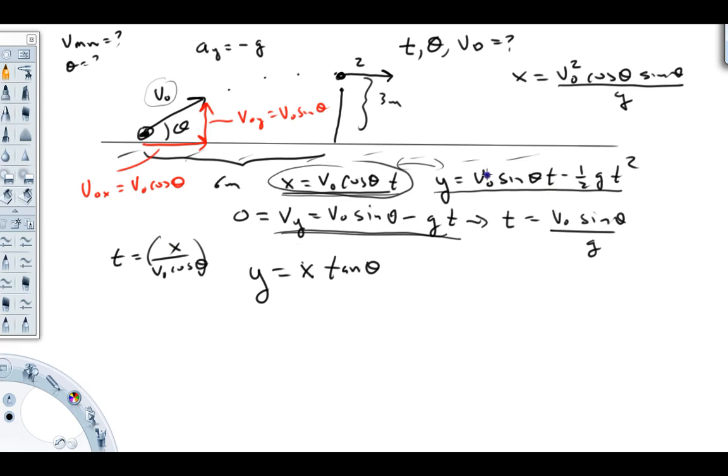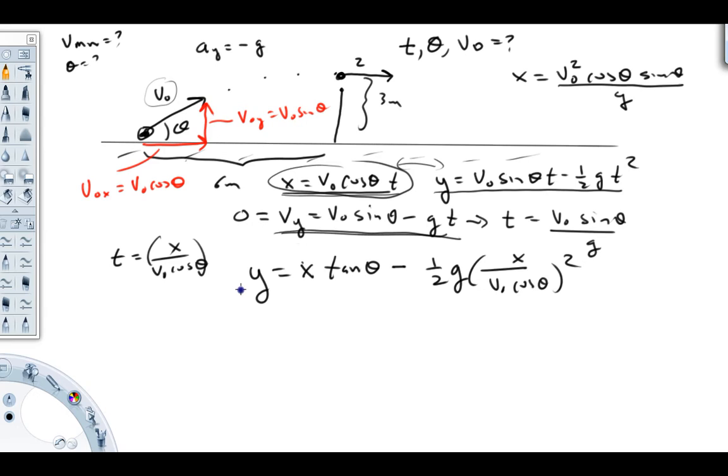And then sine theta over cosine is tangent. And then v sub o in the top, v sub o in the bottom, they're gone. Minus 1/2 g x squared. So I'm just going to put x over v sub o cosine theta squared. So, we've actually accomplished quite a bit. We took it down from 3 equations, 3 unknowns, to 2 equations, 2 unknowns.